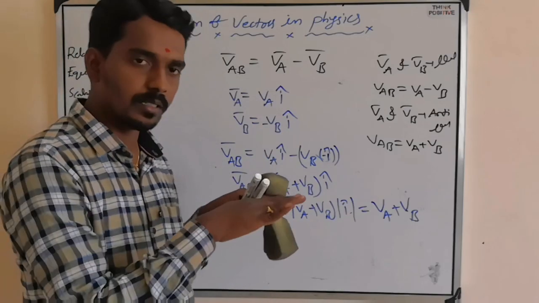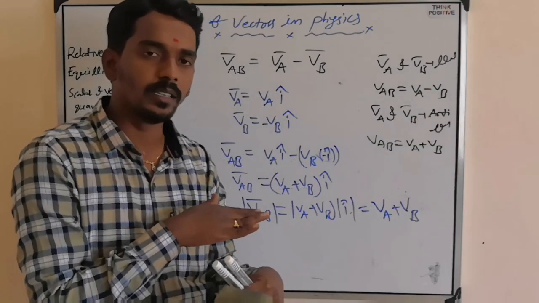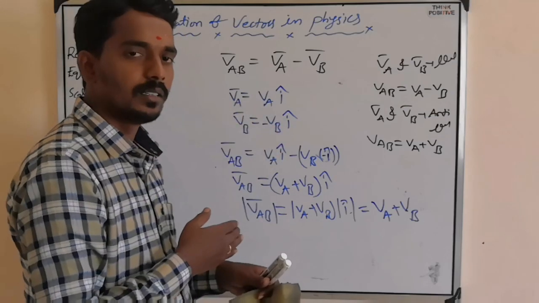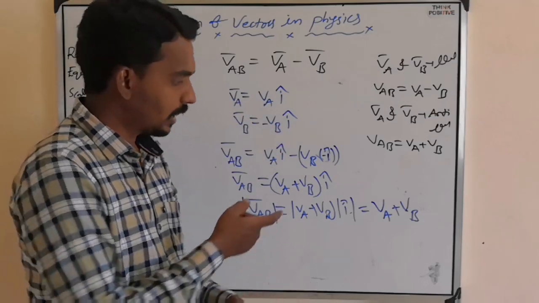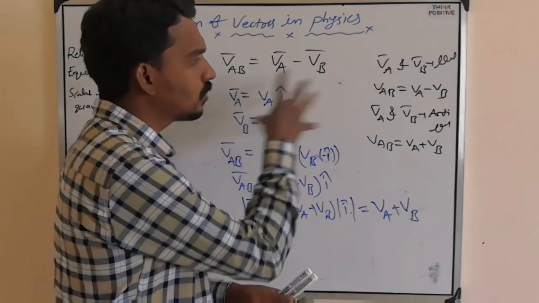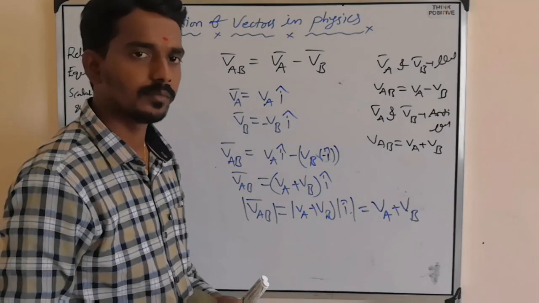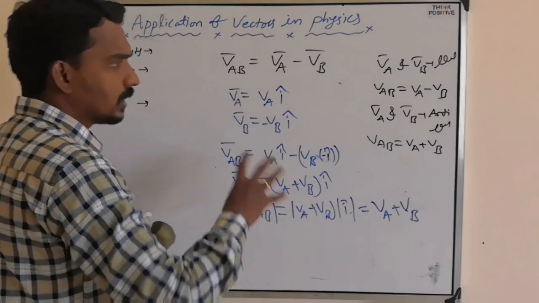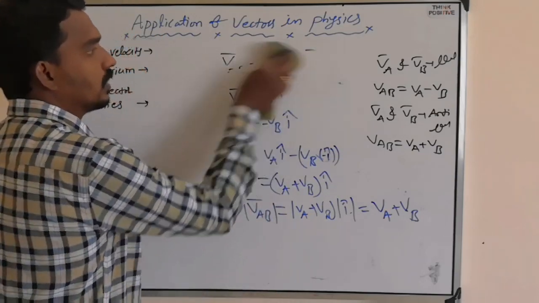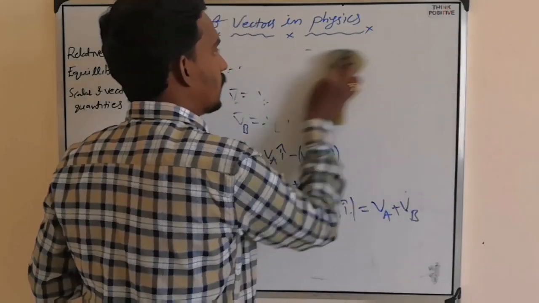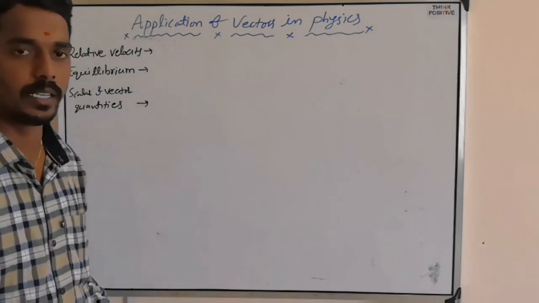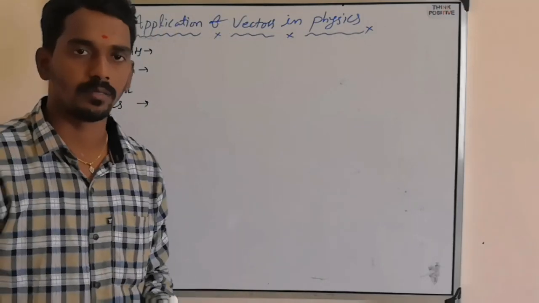When you are moving and one bus is coming in the opposite direction, then that bus's velocity appears greater compared to the original, because relative velocity will become VA plus VB. This is what you have studied, right? So the same thing you can study using the vector notation. Similarly, in motion in a plane, that is motion in two dimensions, you will also study relative velocity. Let us try to understand that also.